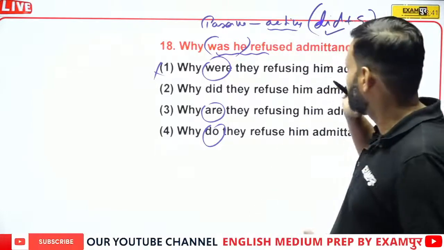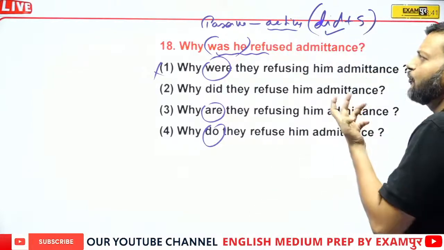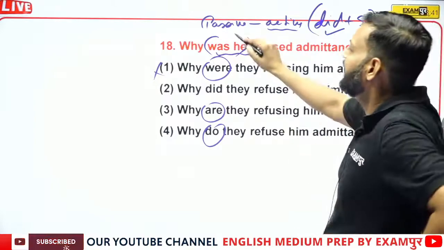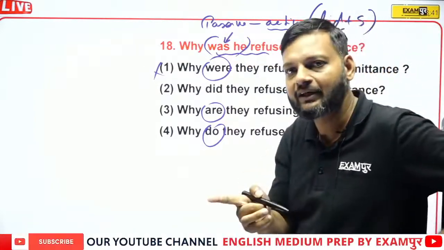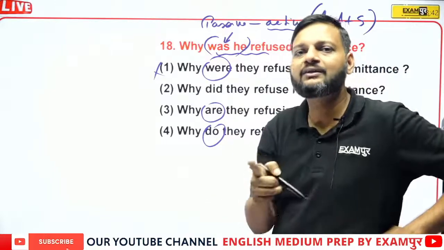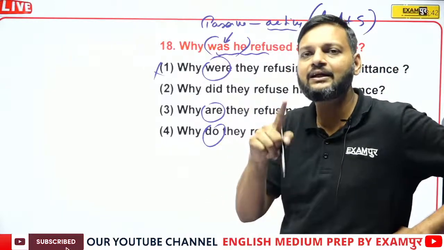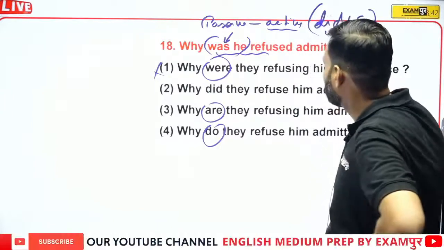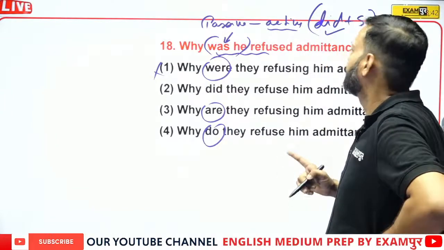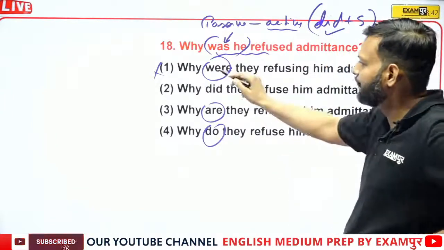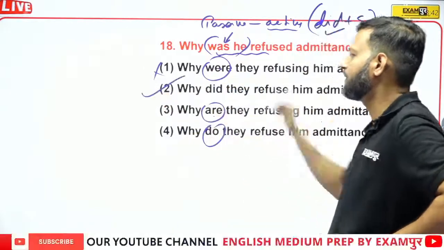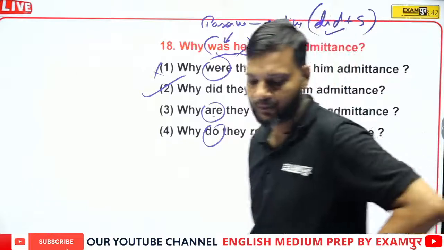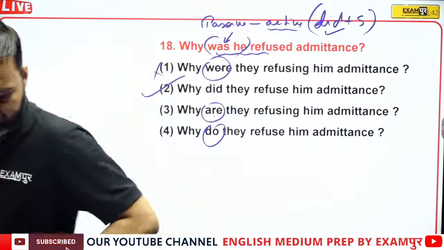You just have to understand that if a passive sentence has was, it means it is past indefinite, and was in past passive becomes did in active. So you just have to look for did. Here we have were, eliminate; are, eliminate; do, eliminate. Option number 2 is the right answer.